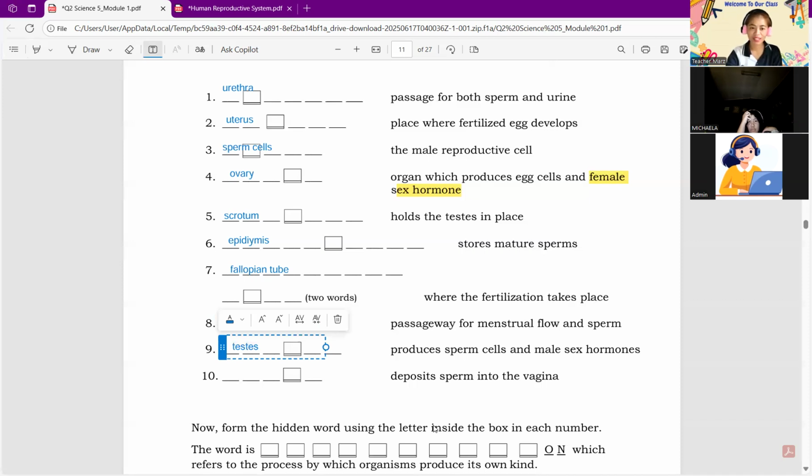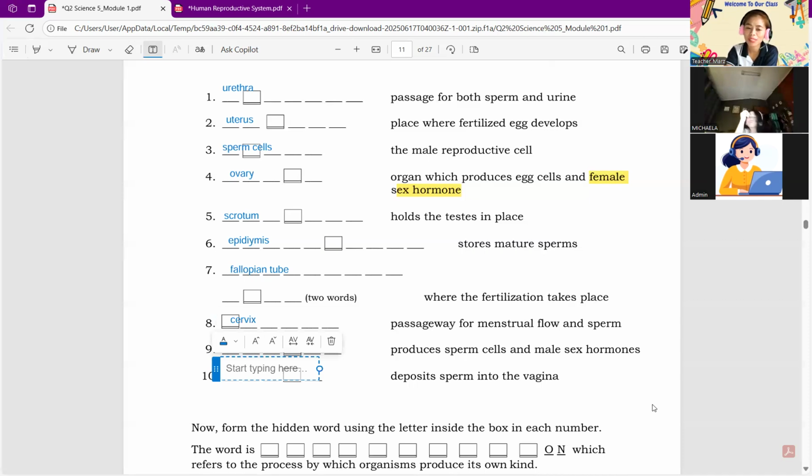Okay. So how about number 10? It deposits sperm into the vagina, that external male part. What do you call that one? I'm sorry?